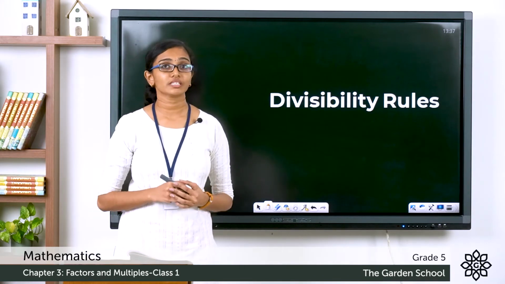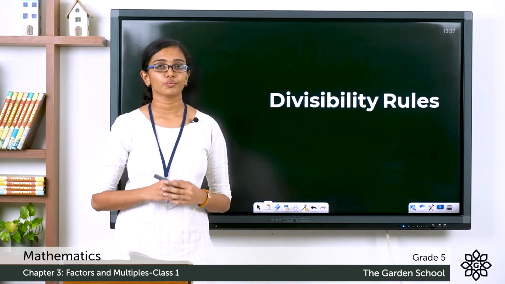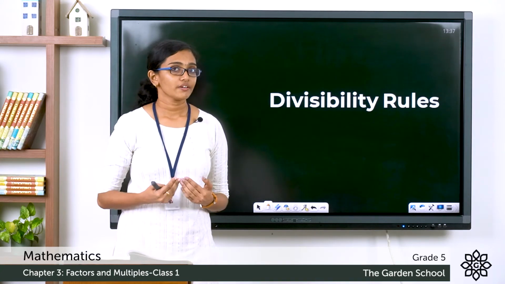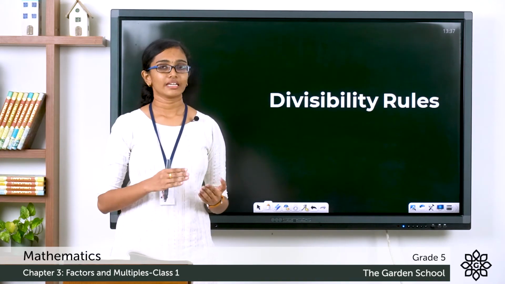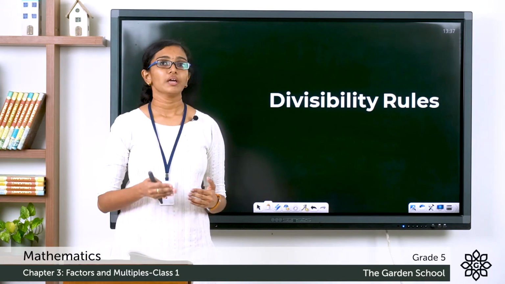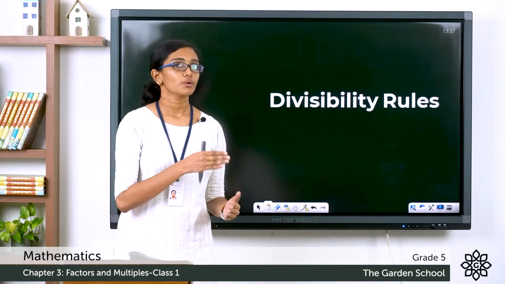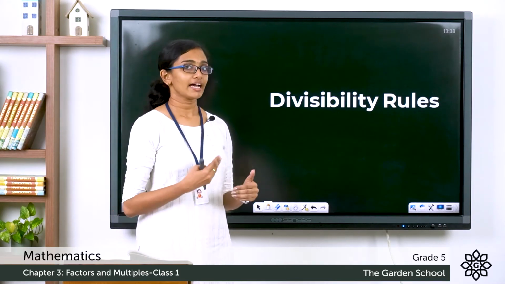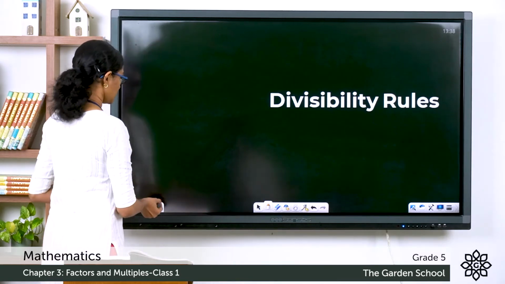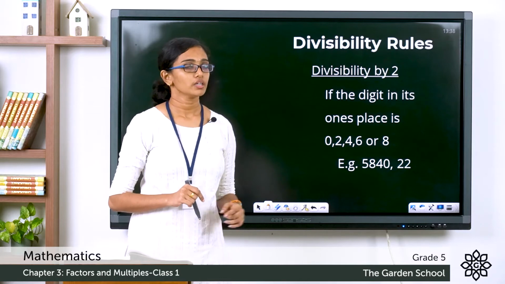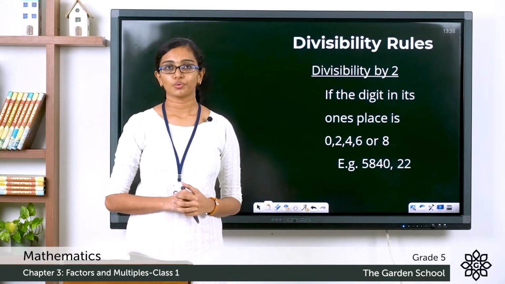Now, we'll see some divisibility rules. What are divisibility rules? It means to check if a given number is divisible or if it can be divided by another number, we can apply some rules to the given number without actually dividing it. So, it helps us in the division process. We know all the numbers are divisible by 1, right? So, let's start with the divisibility rule of 2.